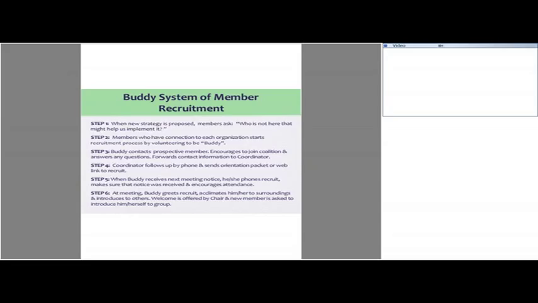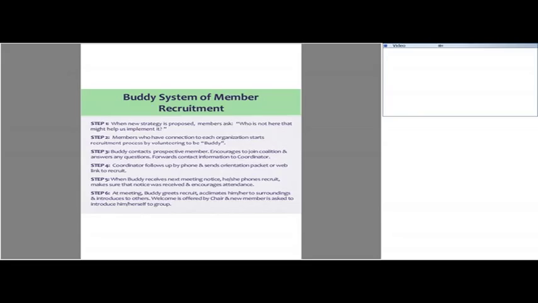So in step number three, the buddy would contact the member, encourage them to join, answer any questions, and say, our coalition coordinator will be following up with you. Step four, the coalition coordinator does follow up, sends them an orientation packet or a virtual link to your website that has a set of slides or new member information. And then in the next step, the buddy says, hey, I just got my meeting notice. This should trigger me to call that person that I recruited and make sure they're going to show up to the next meeting. So encouraging them to attend.